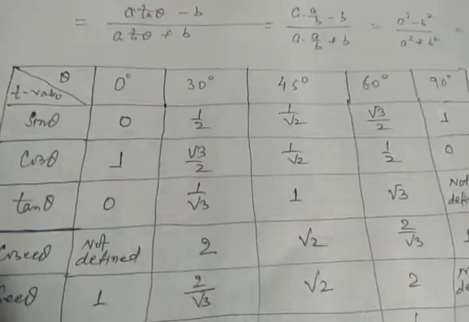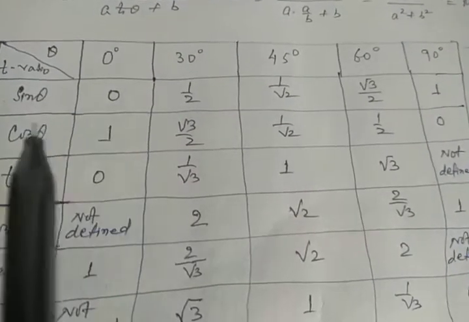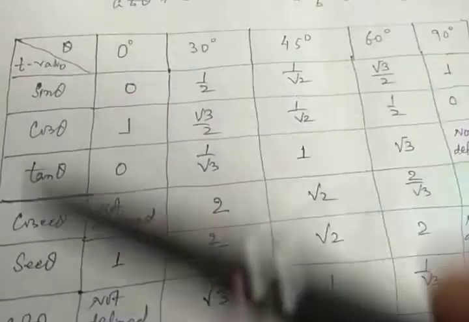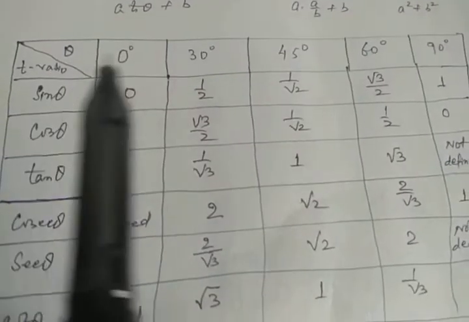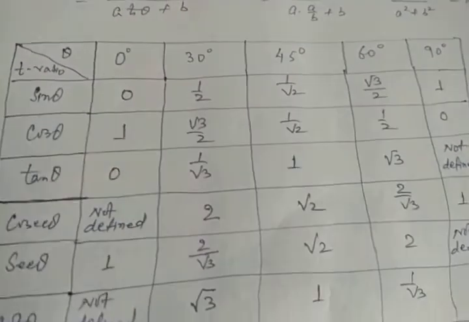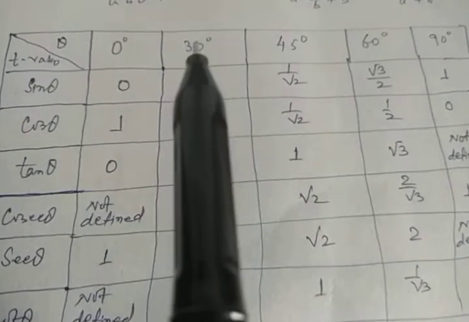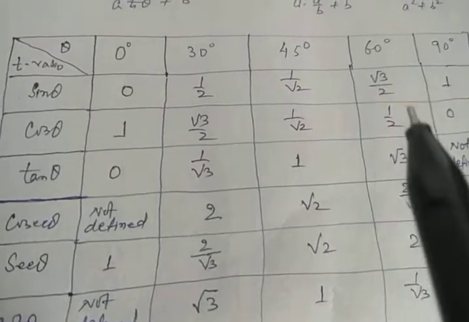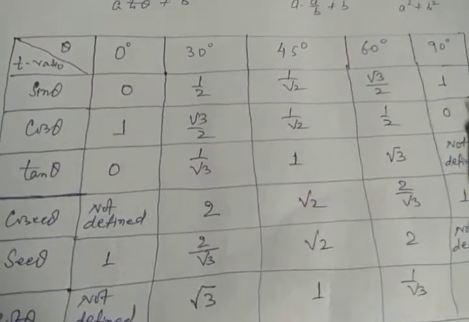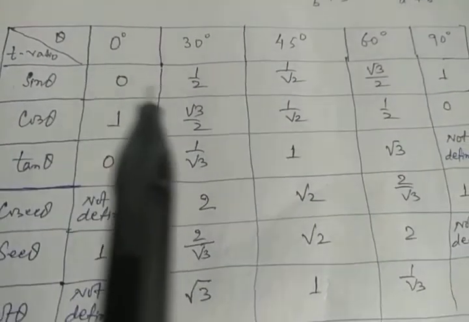What are the values here? Just see in this chart, it is already given to you. Look at sine theta. Here are your trigonometric ratios, and on this side are your angles. How do we read? We read like this: sine 0 is 0, sine 30 is half. This is the value of sine 30 degree. Sine 45 is 1 by root 2, sine 60 is root 3 by 2, sine 90 is 1. So just remember the values of sine theta in order.